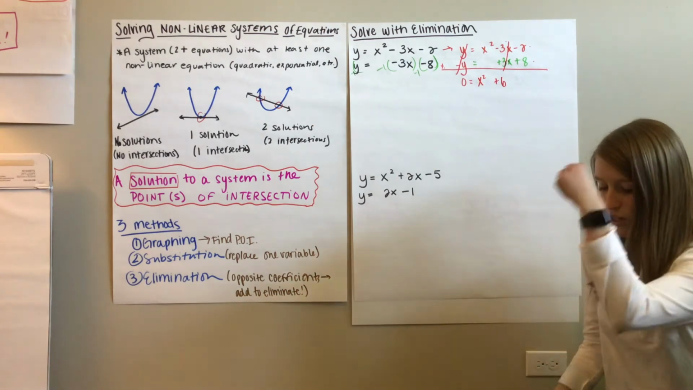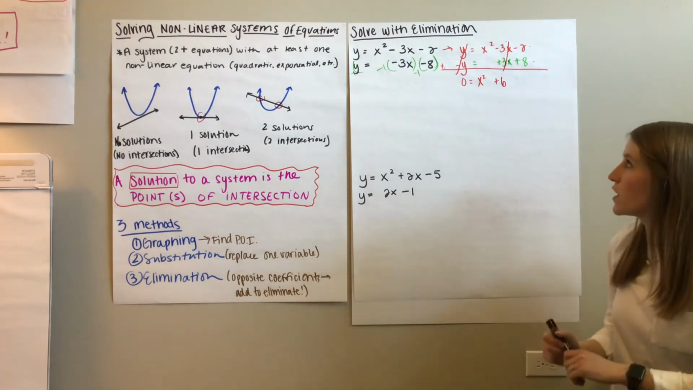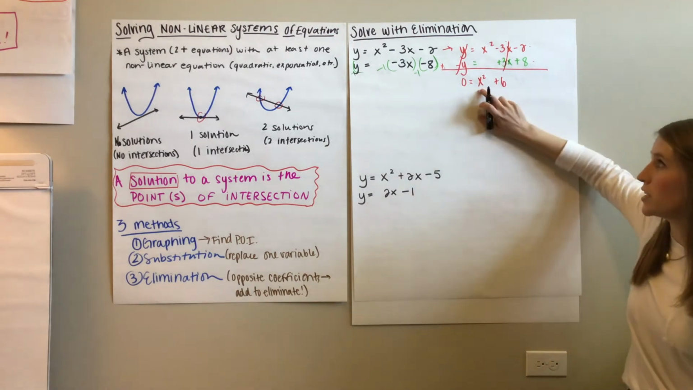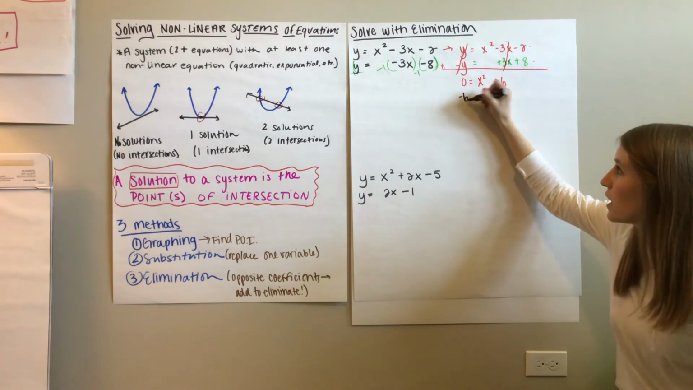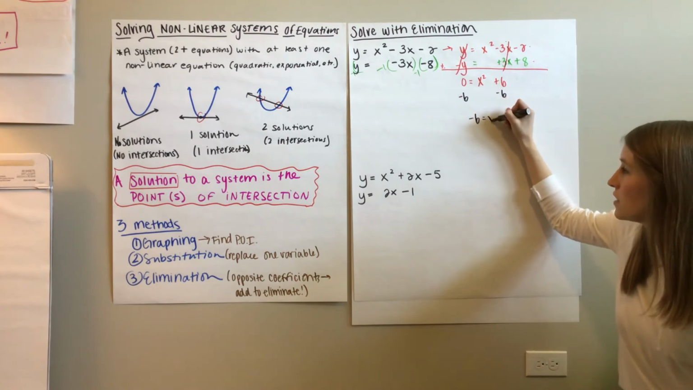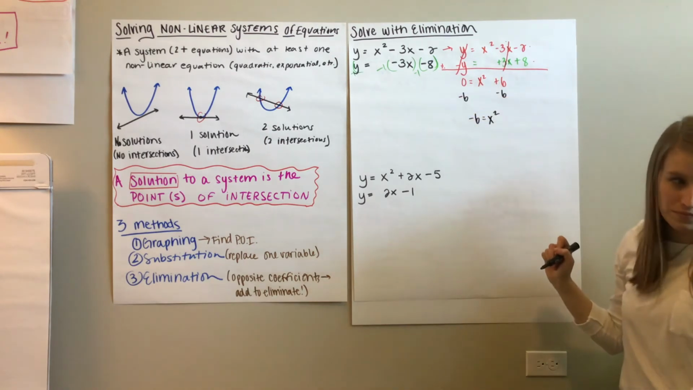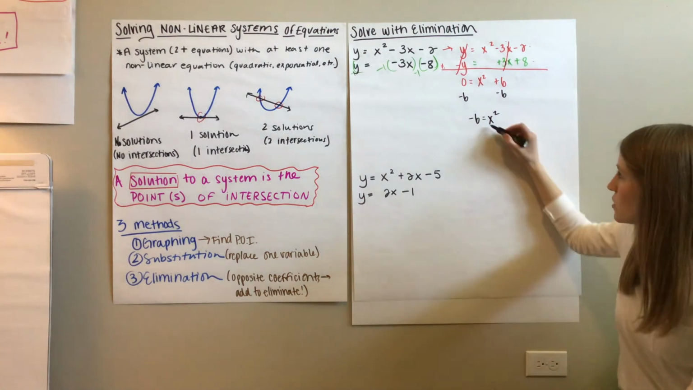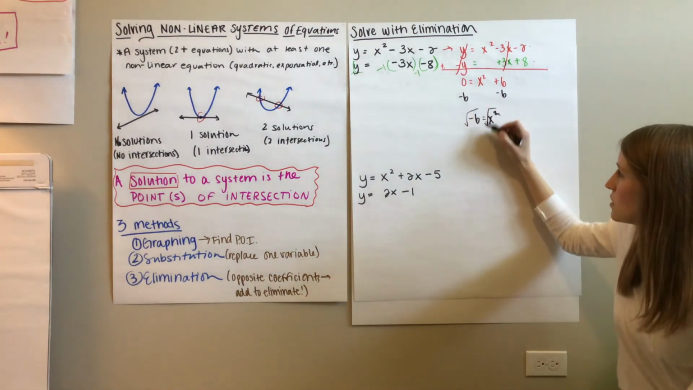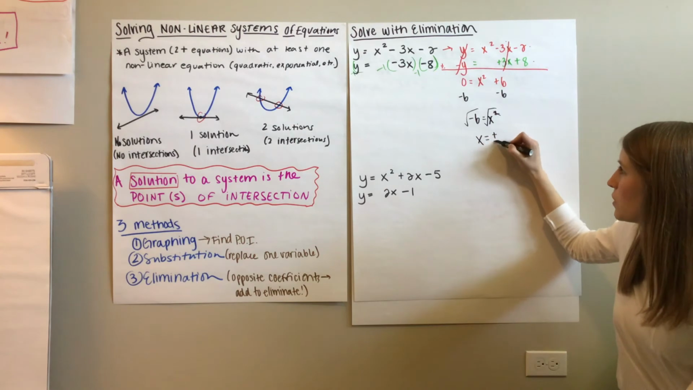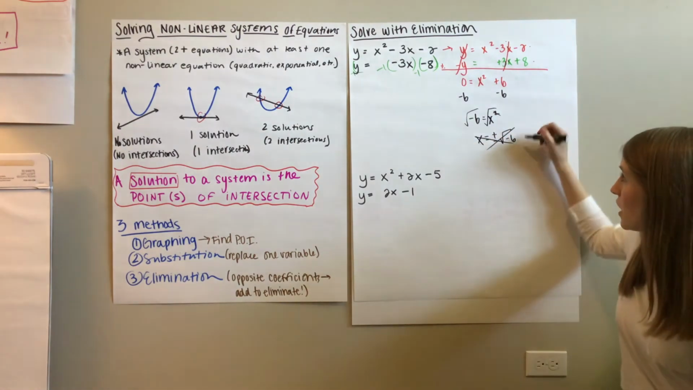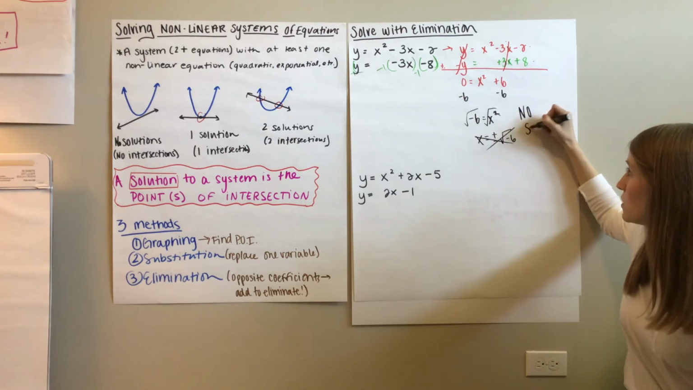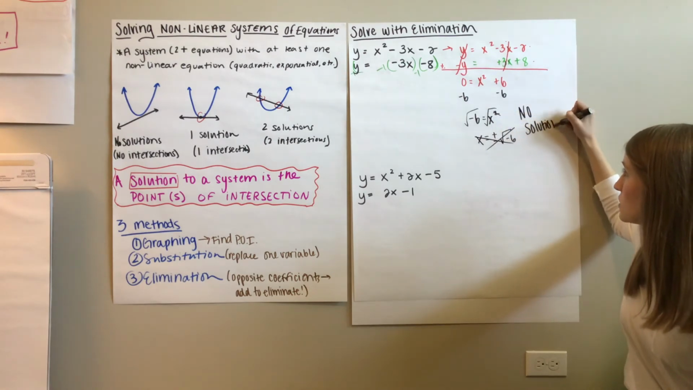This is just a quadratic to solve. Let's start solving it. In order to solve this, we need to get the x squared by itself. So I'll subtract the 6 to the other side. Negative 6 equals x squared. Now, let's take the square root of both sides. X equals plus or minus the square root of negative 6. This is not a real answer. Because that's not a real answer, there are no real solutions.